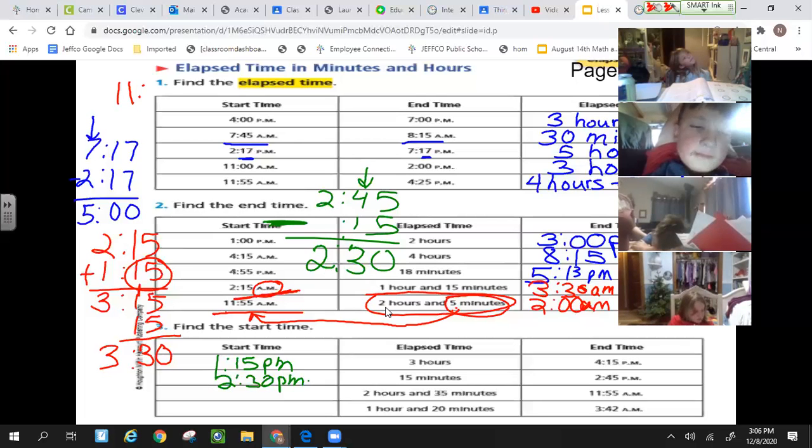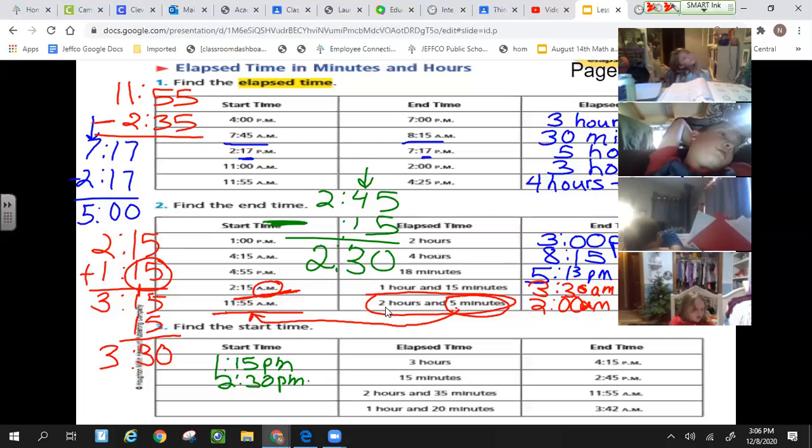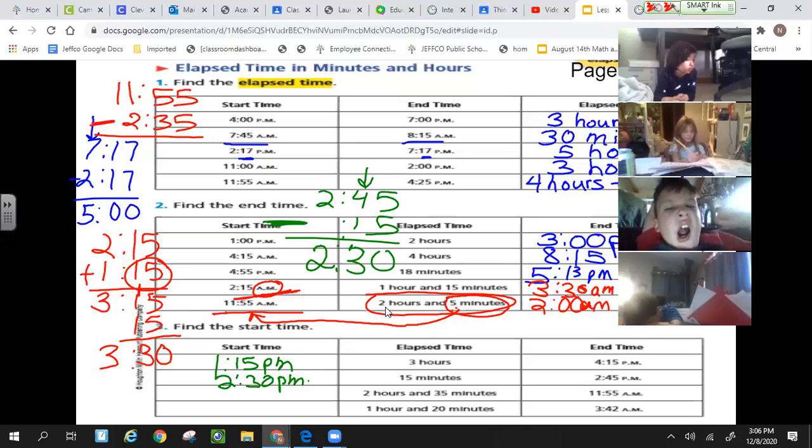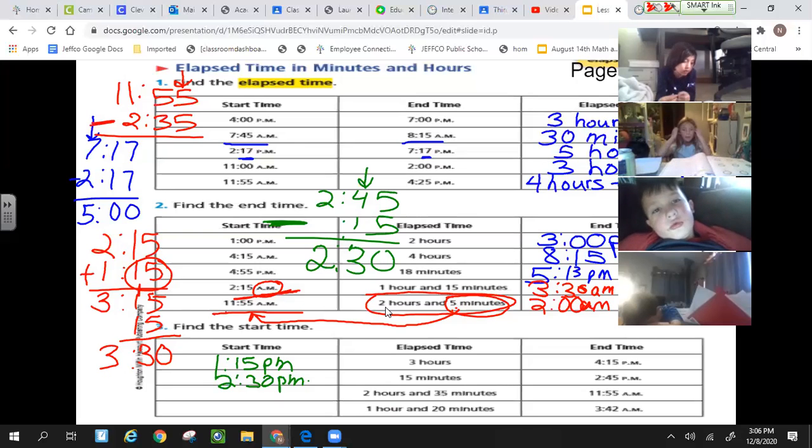If he ends at 11:55, and we're going to subtract 2 hours and 35 minutes. Let's go ahead and try it this way and then see if it's the same when we use the clock. Okay, so 11:55 minus 2:35. Let's do it together. 5 minus 5 equals what? Reese, what is 5 minus 5?